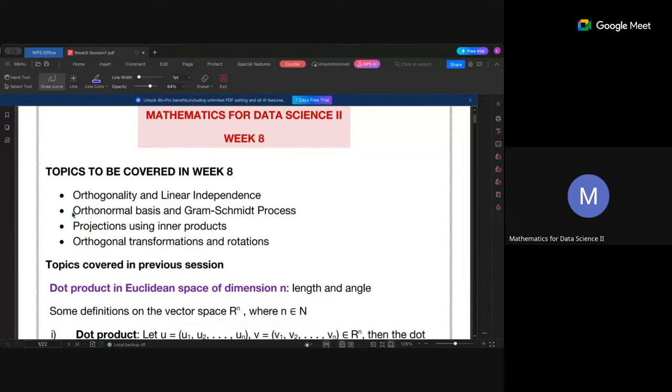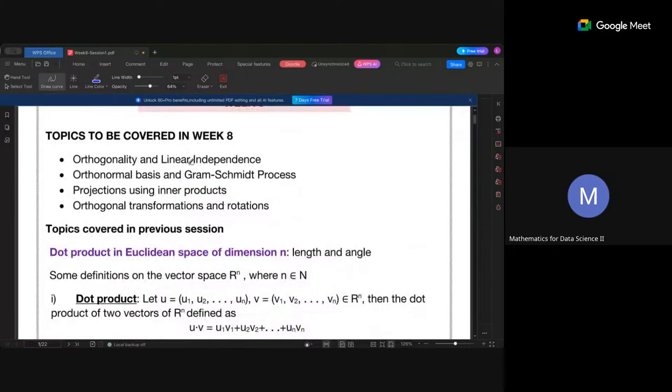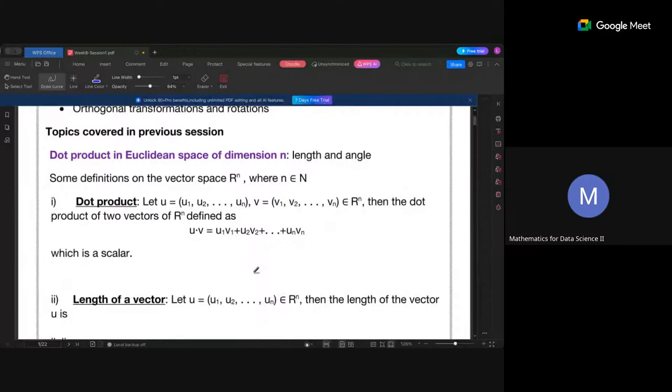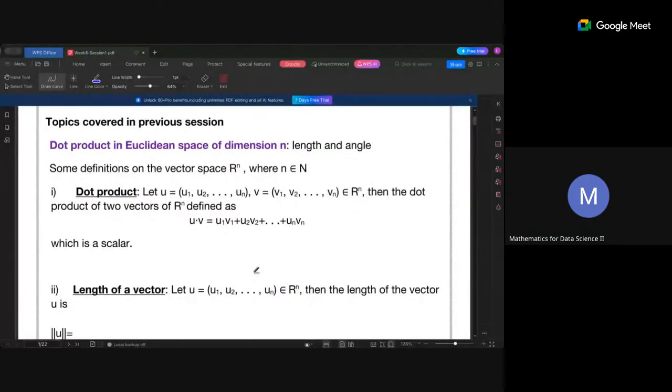Okay. So how are we going to do that? Let's see. The topics we are going to cover here are orthogonality and linear independence, orthonormal basis and Gram-Schmidt process, and then projections and orthogonal transformations and rotations. So first we'll quickly recall some basic things of inner product space.